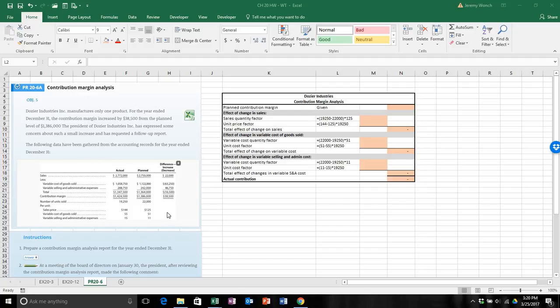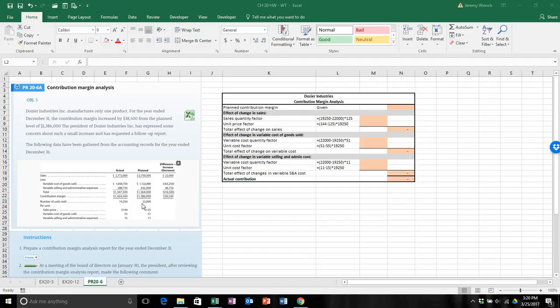They planned on having sales of 2.75 million, which got us to a contribution margin of 1.386. They actually had more dollars in sales. They had less variable cost of goods sold, more variable SG&A, and then had a better contribution margin than expected of 38,000. They actually sold less units.